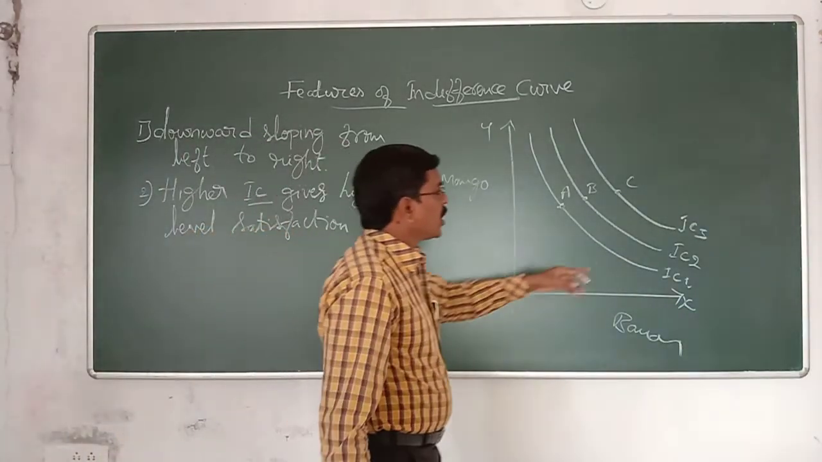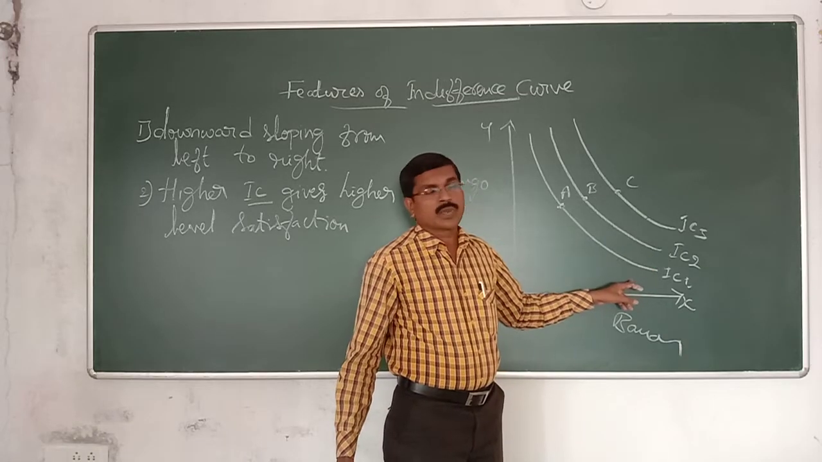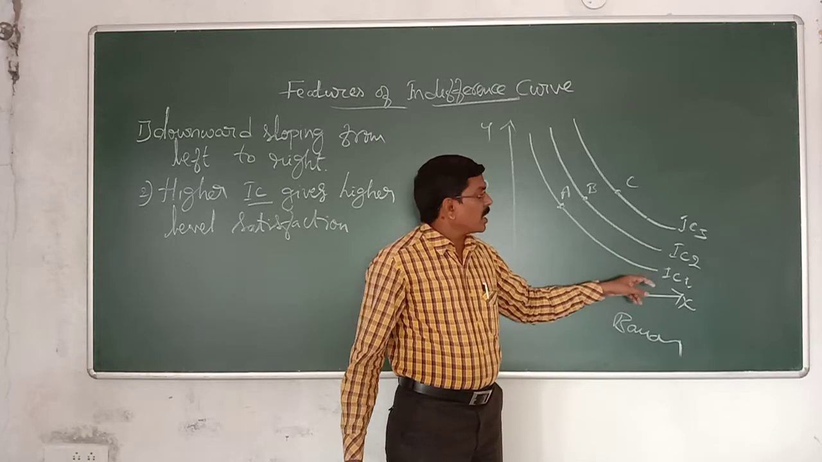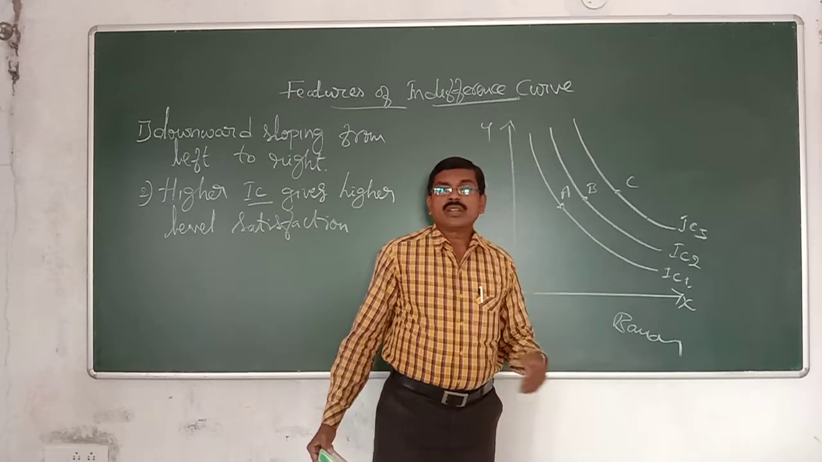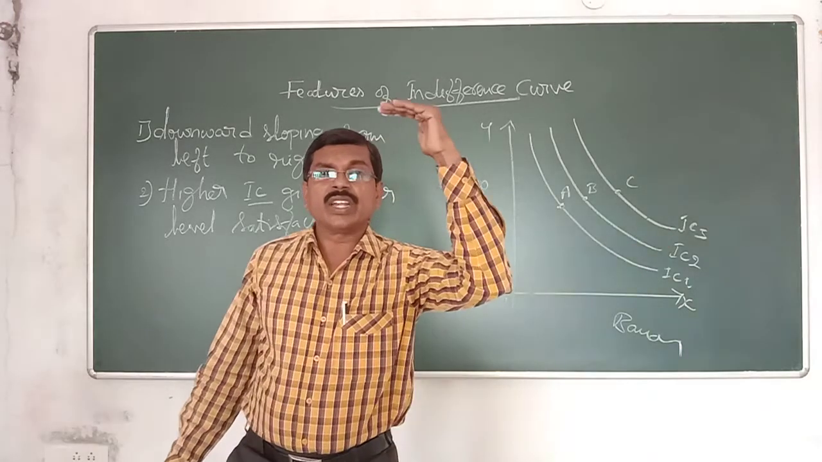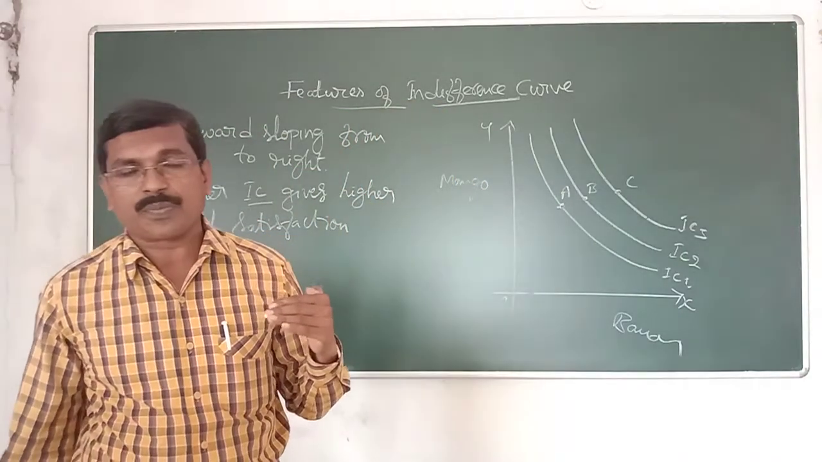It means IC3 is greater than IC2 and greater than IC1. We know that IC2 is greater than IC1 but less than IC3. So anyway, always a higher indifference curve gives a higher level of satisfaction than a lower indifference curve.